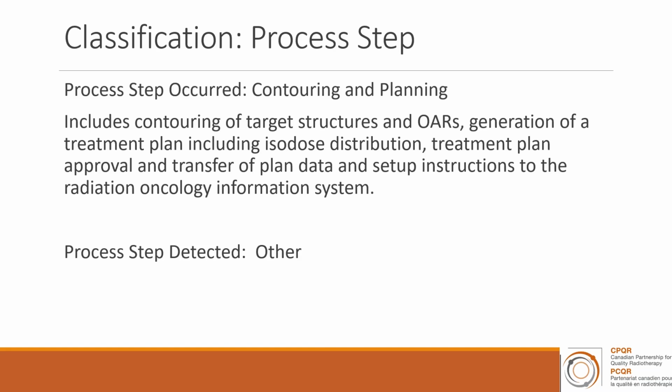Now the process step. I said that the process step occurred at contouring and planning, which includes contouring of target structures, OARs, generation of the treatment plan, including the isodose distribution, treatment plan approval, transfer of plan data, and setup instructions to the radiation oncology system. And the process step detected, I said, was other, because I don't think there's really a process step for the medical oncologist just simply calling and asking about the status of a chart.